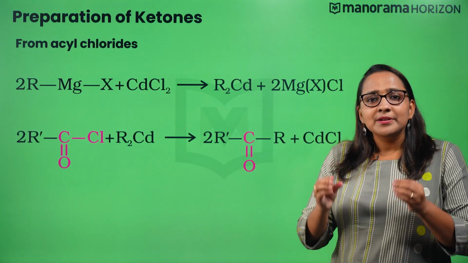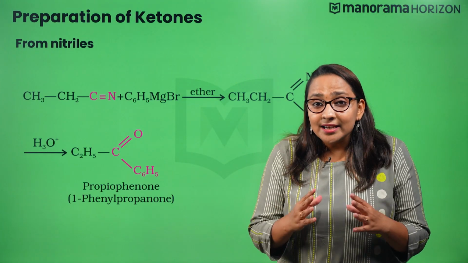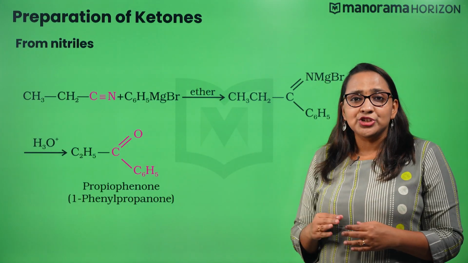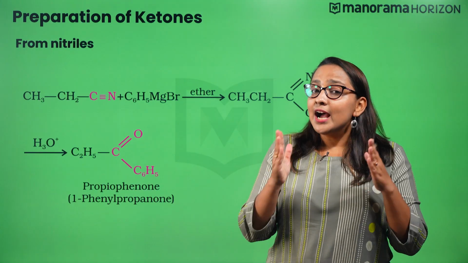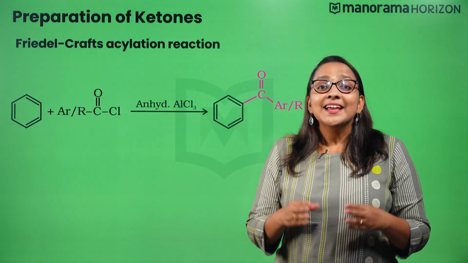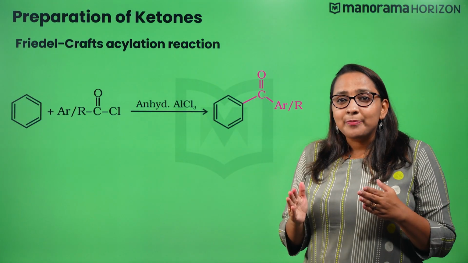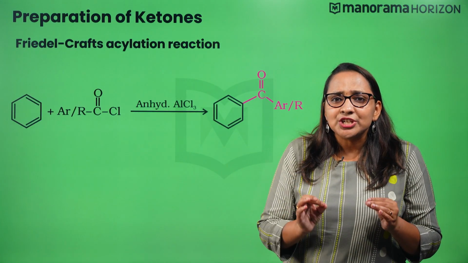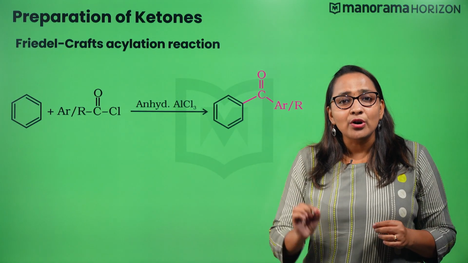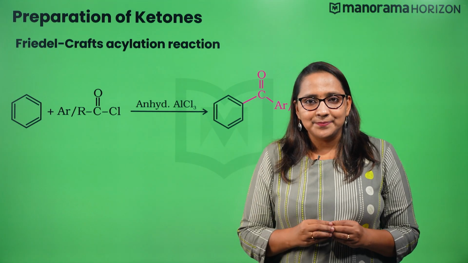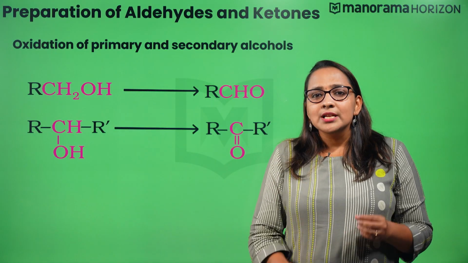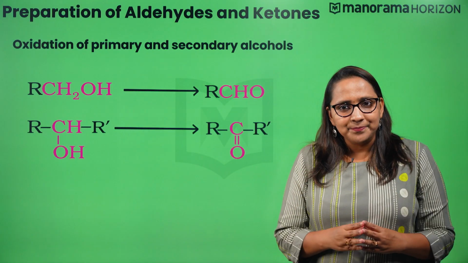Ketones are obtained from nitriles too. Here, ethyl cyanide is treated with phenyl magnesium bromide and further hydrolyzed to yield 1-phenylpropanone. Ketones can also be obtained by Friedel-Crafts acylation of benzene with the required acid chloride in the presence of a Lewis acid catalyst. Now, I would like you to recall certain reactions which you have learnt in grade 11.